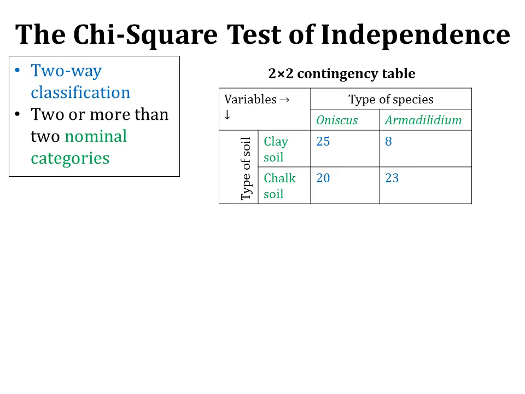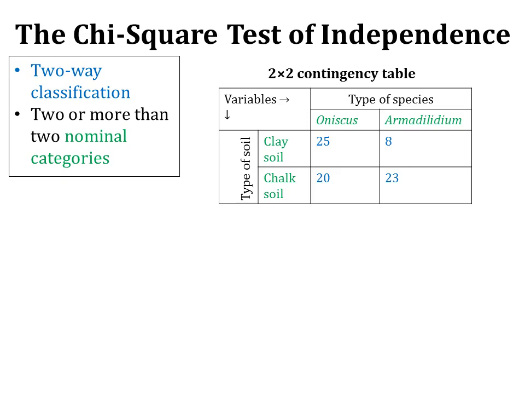So the variable which is presented in rows is the type of soil, and it has two nominal categories, the clay soil and chalk soil. And the variable which is presented in columns is the type of species, and it also has two categories, Oniscus and Armadillidium. So that is why it is a 2 by 2 contingency table, because each of the variables has two nominal categories. So number 25 here, the cell which contains the observation 25.